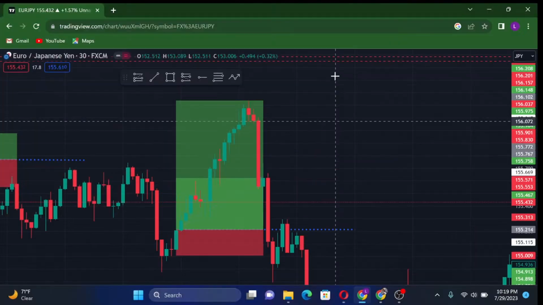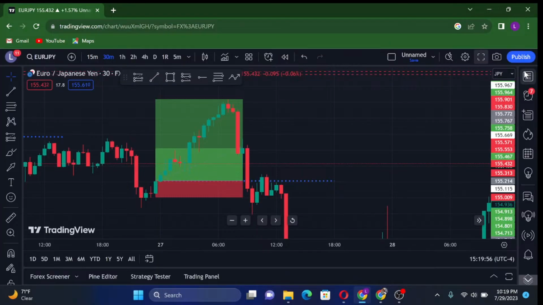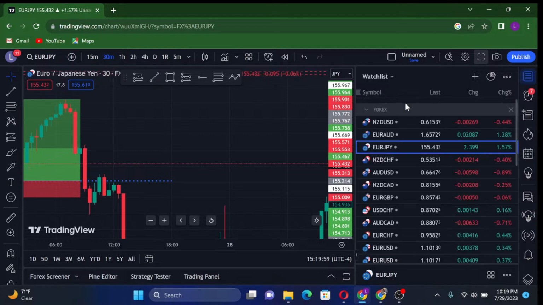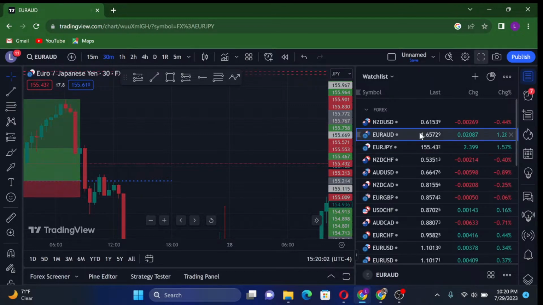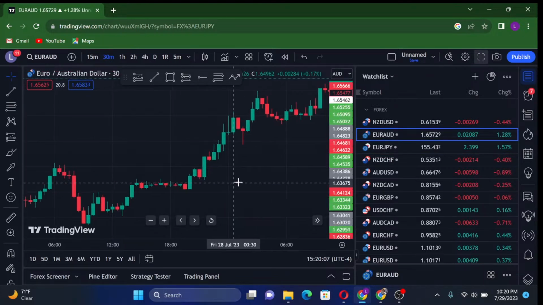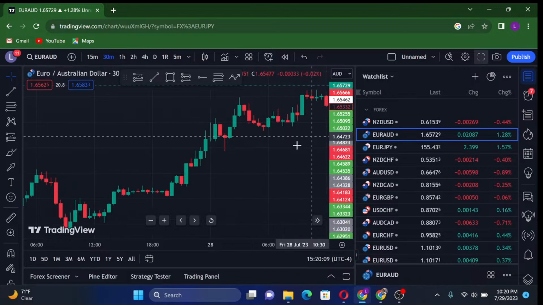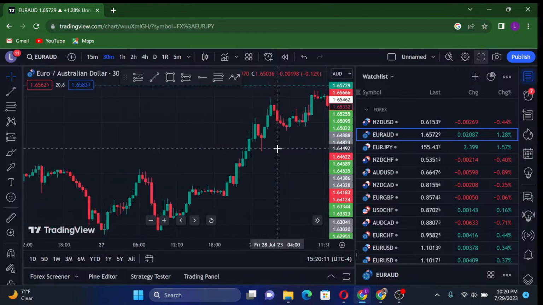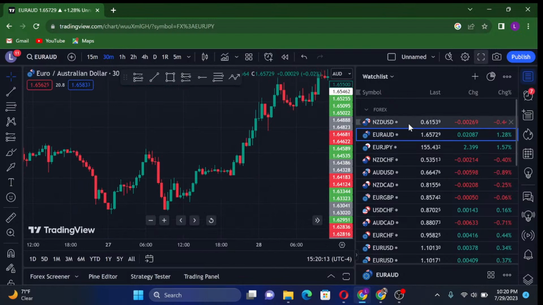So the next part is you check, and the next that is Euro JPY. That's for Euro JPY. Then for Euro AUD, it goes like this. It is somehow the same, but differently. It goes with NZD USD and Euro AUD.